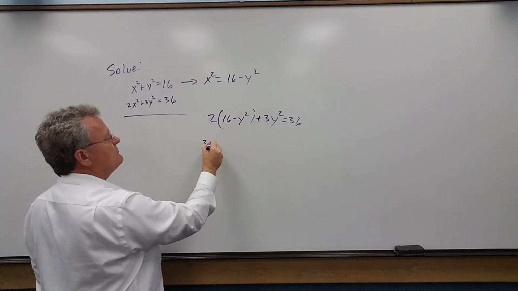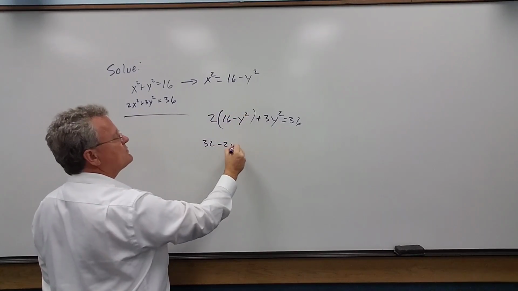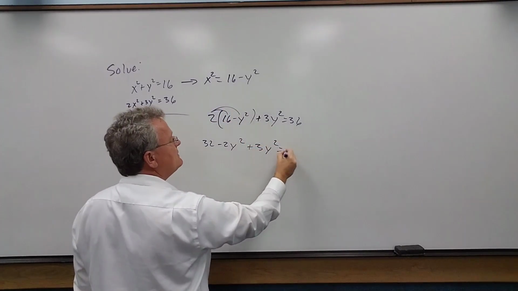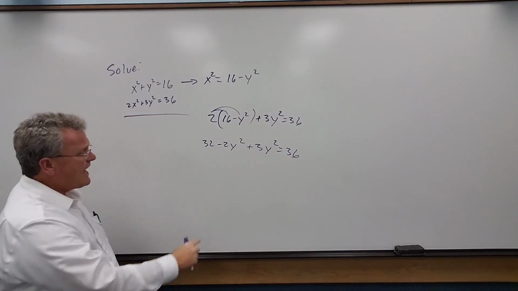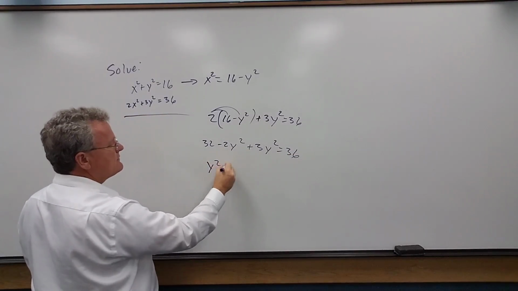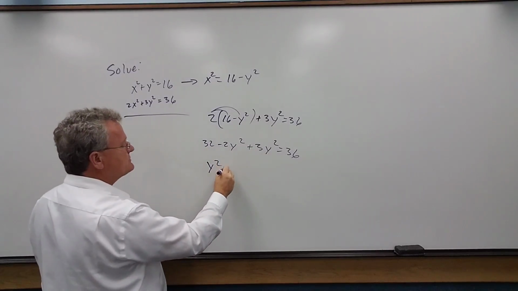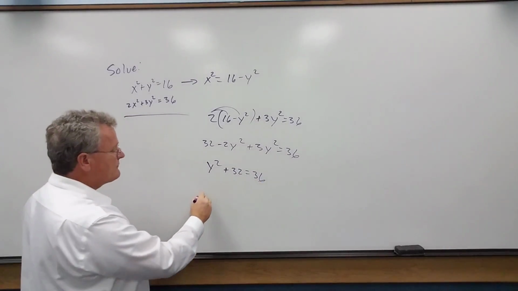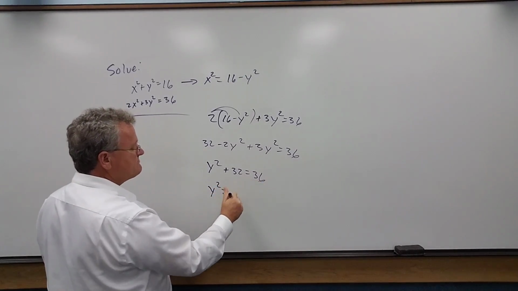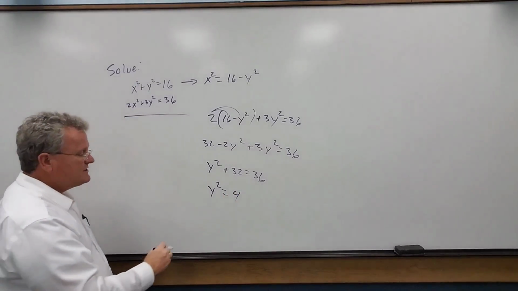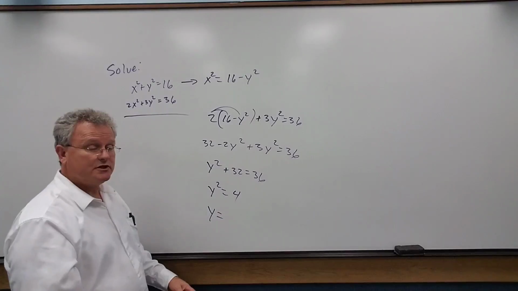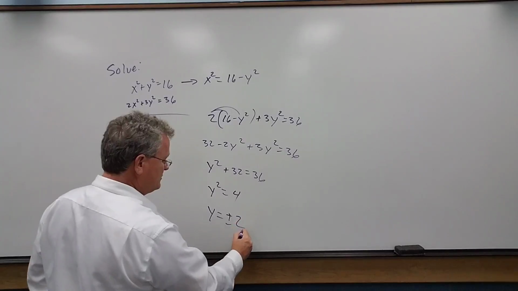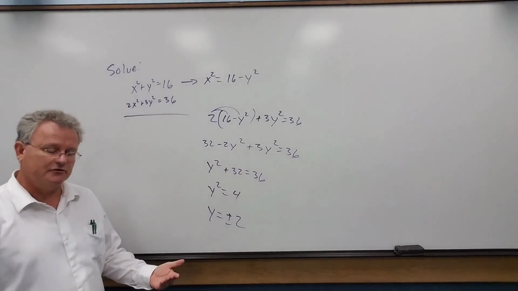Distributing, we get 32 minus 2y squared plus 3y squared equals 36. Adding these, we get y squared plus 32 equals 36. When I subtract 32 from both sides, 36 minus 32 is 4. And when I take the square root, don't forget when you take the square root of a square, you get a positive and a negative. The square root of 4 is 2. So we get y is positive and -2.